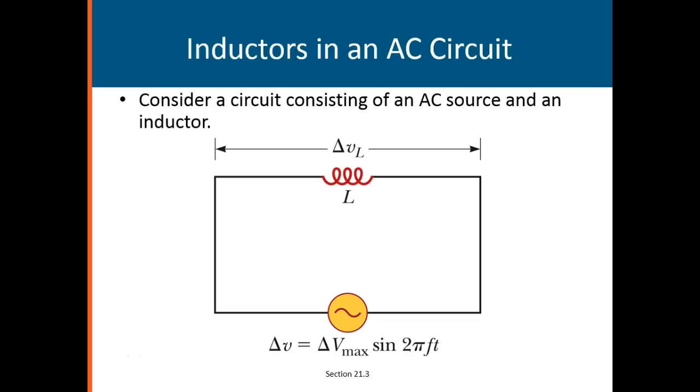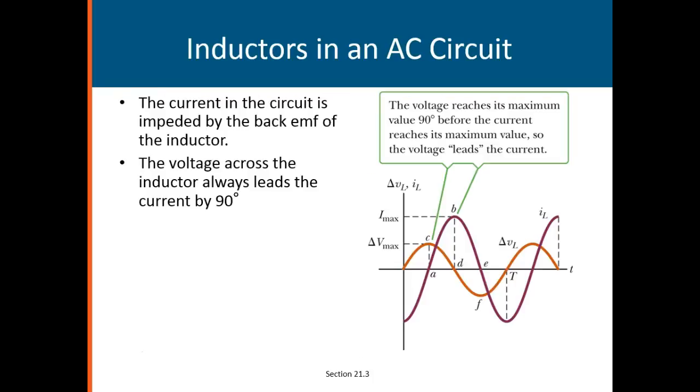So consider a circuit consisting of an AC source. There's your AC source. Delta V, instantaneous change of voltage, is your max change of voltage, capital V on that one, times the sine of 2 pi ft, just like we've had before. And that creates a delta V across the inductor. Now this may be at a different phase. That's the only difference. It's the same value, but it's going to be perhaps a phase change. So let's see how that works.